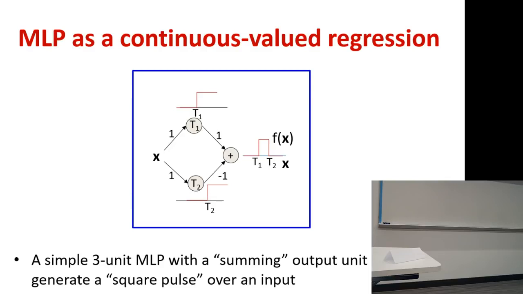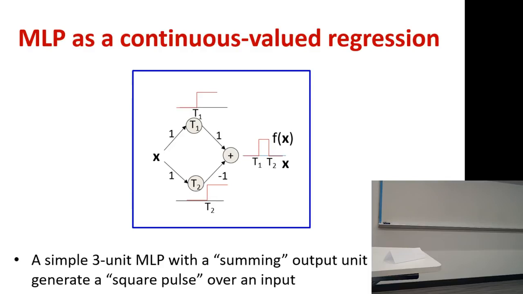Before I do that, I'm going to start by building a simple component, which is this little network, which takes a single input. The input is fed to 2 perceptrons. The first perceptron fires if the input exceeds threshold T1. The second one fires if it exceeds T2. And then their outputs are combined with weights 1 and -1 respectively.